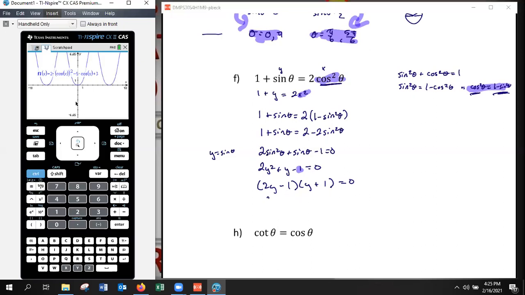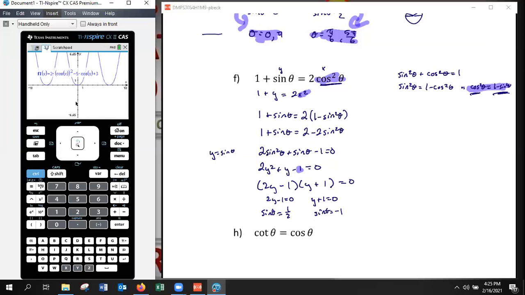So this is where 2y minus 1 equals 0, so y will equal a half, or that's where sine of theta equals a half. Because I'm running out of space, I'm going to go ahead and put sine of theta equals 1/2. And here is where y plus 1 is going to equal 0. So y plus 1 equals 0. So sine of theta is going to equal negative 1.